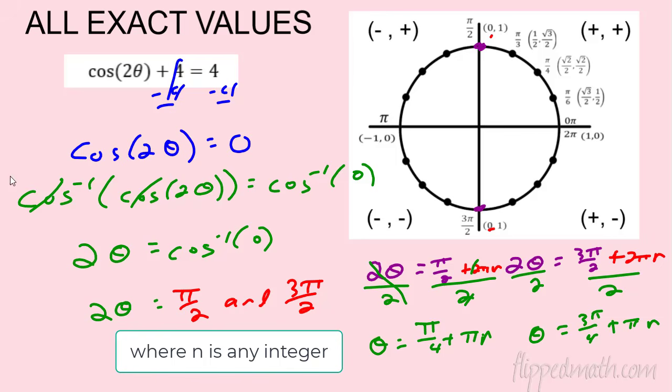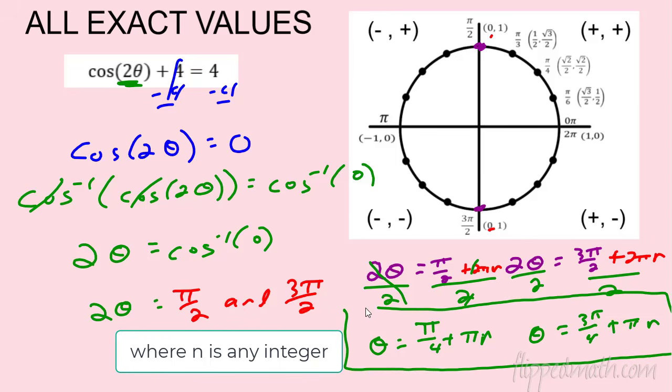So what's nice about that is, think about what's happening here. We've got this cosine, that's our period. It's happening twice as fast. We're getting more answers here. So if we cut them in half, this will generate all possible answers. We should say where n is any integer for that.